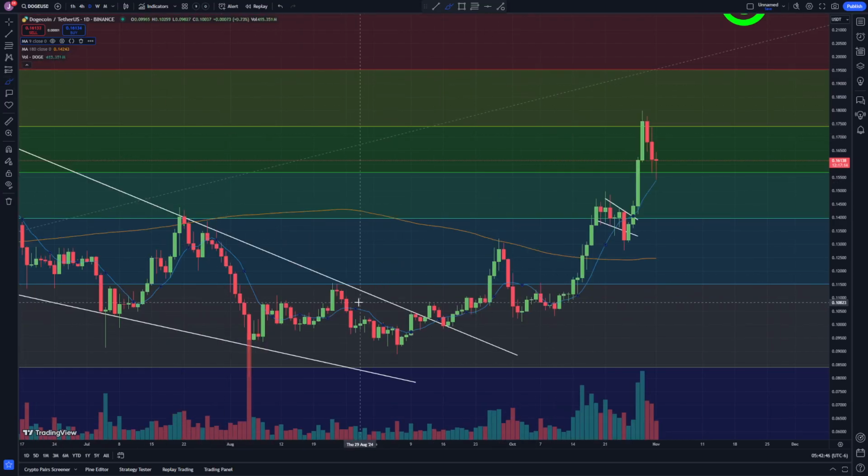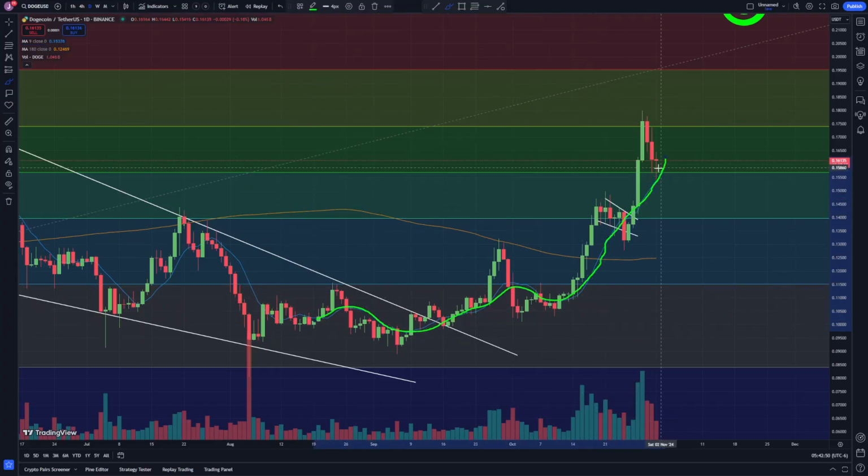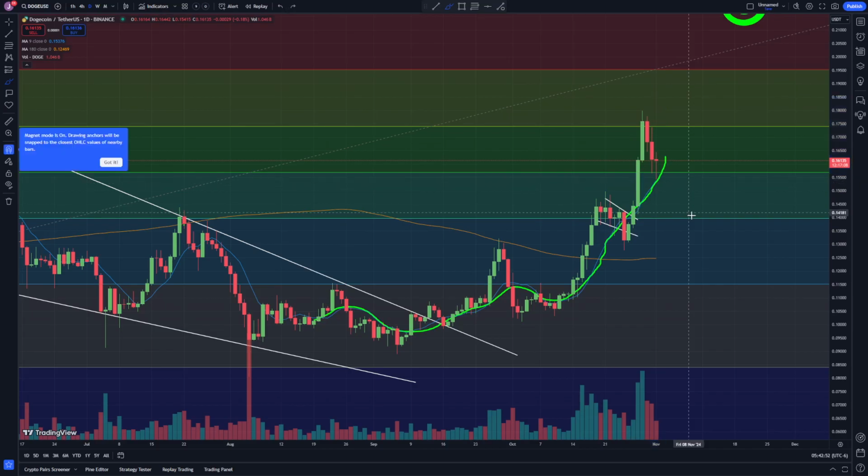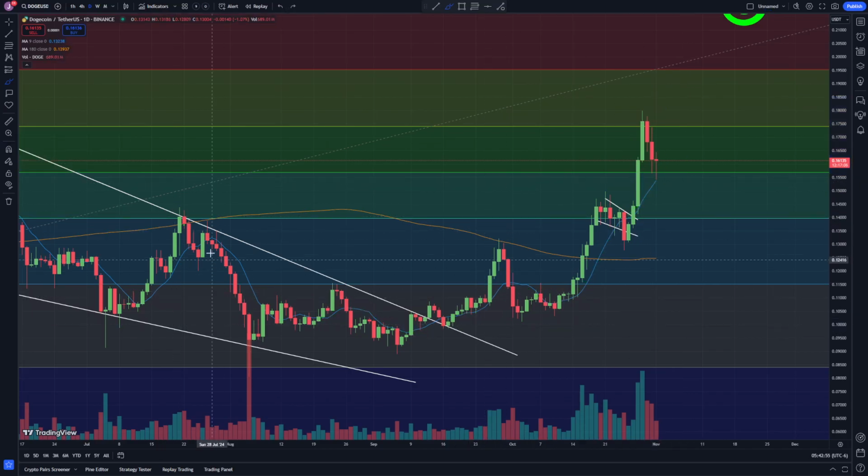Basically, it is this blue line right here. When we are above it, then we can possibly get support on it. And when we break below it, like right here, then it's going to give us resistance. So right here, we broke below it, broke below that 9 moving average.